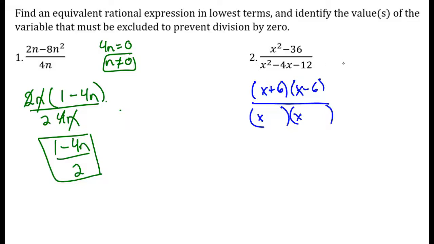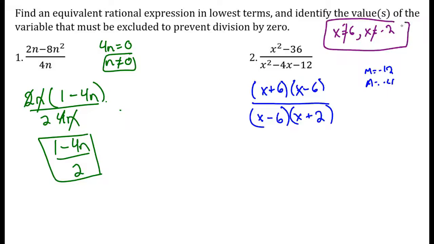In the denominator, it's a trinomial whose leading coefficient's 1. So what multiplies to negative 12 and adds to negative 4? Negative 6 and positive 2. So before I start simplifying this, when is this expression undefined? It's undefined when the denominator equals 0. When does that denominator equal 0? Well, that's the zero product property, that x equals 6 or x equals negative 2. So x cannot be 6 and x cannot be negative 2. If I plug in those values, I'm going to be dividing by 0.